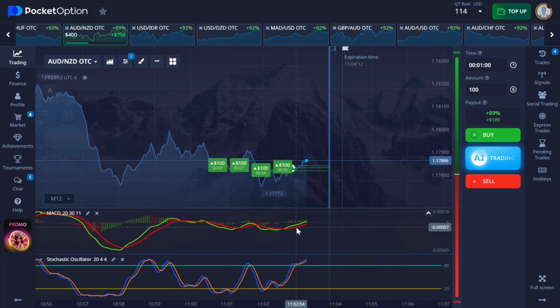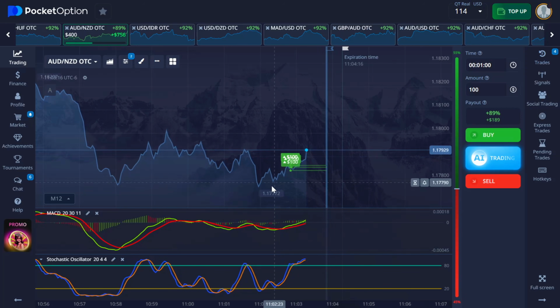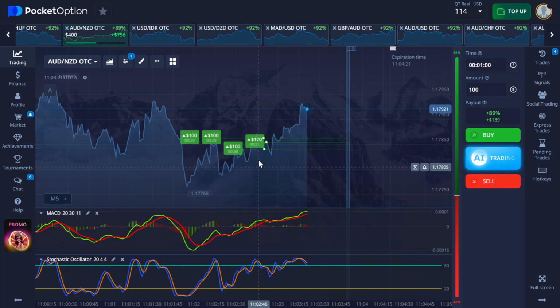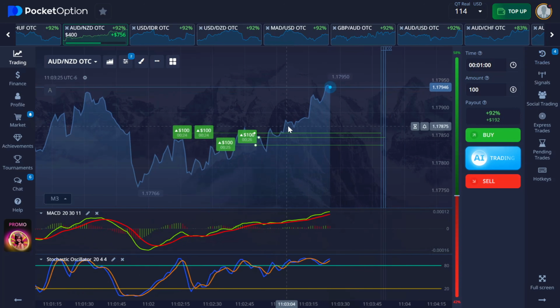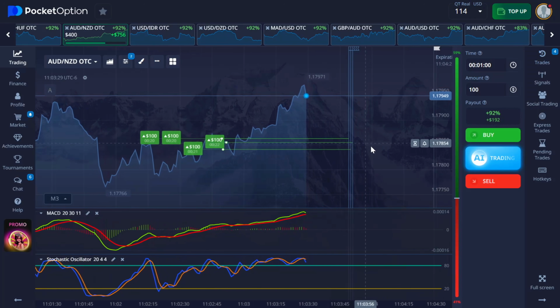MACD has been crossed also, and if you pay attention, there is a movement right here going higher, like a rally-base-rally. Remember, I always talk about that. You see how the price is moving like a mountain. That is what is called a rally-base-rally, okay?